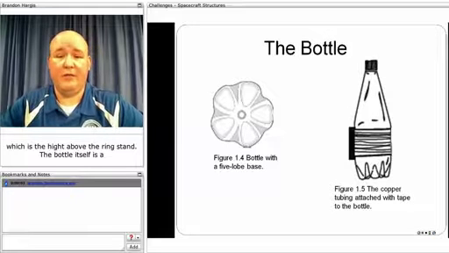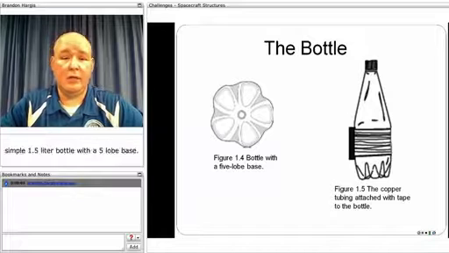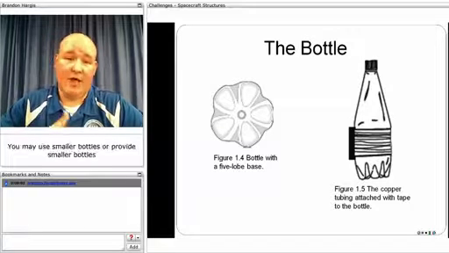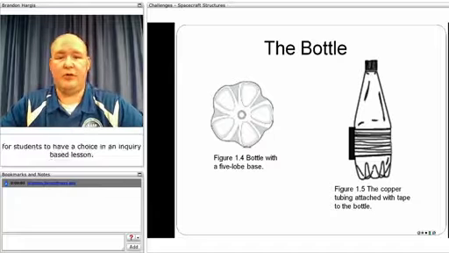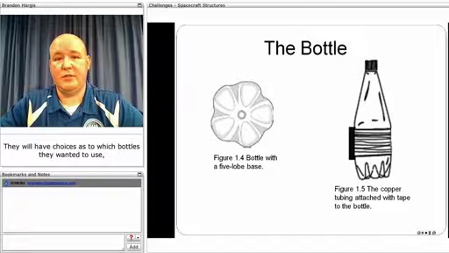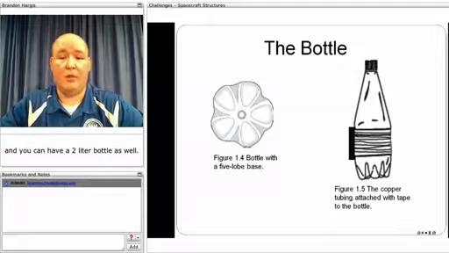The bottle itself is a simple 1.5 liter bottle with a 5-lobe base. You may use smaller bottles or provide smaller bottles for students to have a choice. In an inquiry-based lesson, they would have choices as to which bottles they wanted to use. You can have a 2-liter bottle as well.